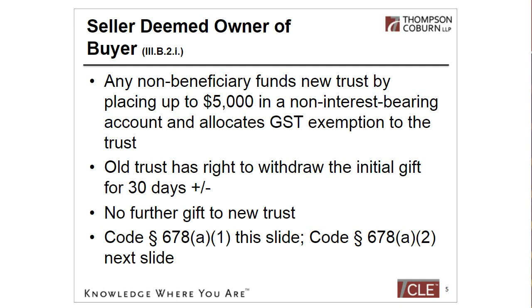So this doesn't have to be related to Mom in any way whatsoever, but this person funds a new trust by putting that money into a non-interest-bearing account. And by the way, I've also had one where Dad created a non-exempt trust and then later realized, gee, we ought to have this in a perpetual GST-exempt trust. And so then Dad himself later created a trust like this. So the person funds the trust and then gives the old trust the right to withdraw the initial gift.